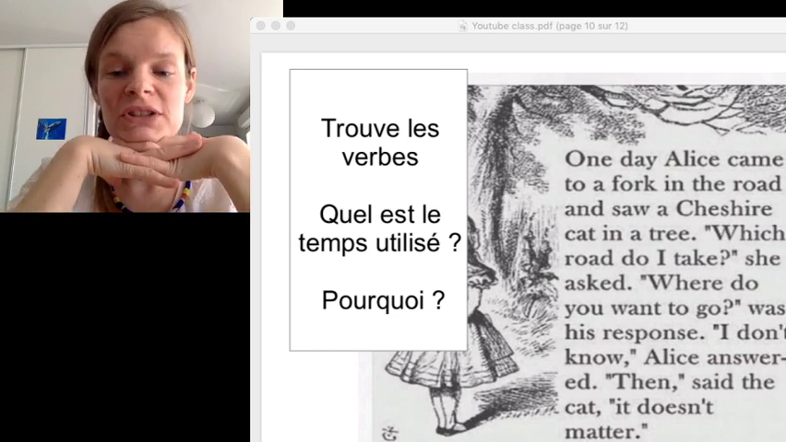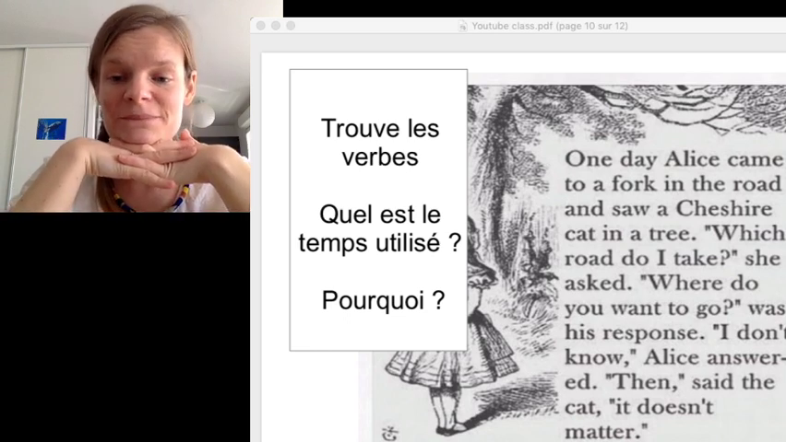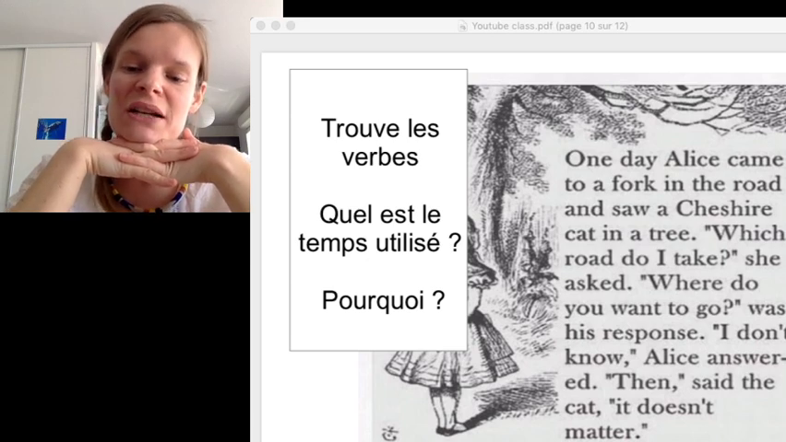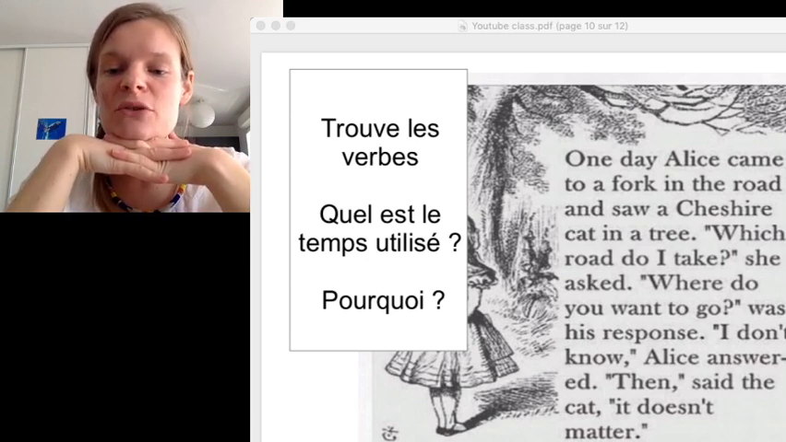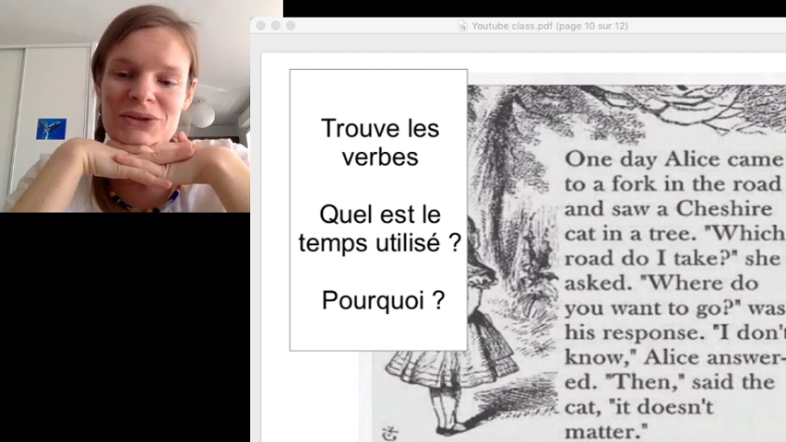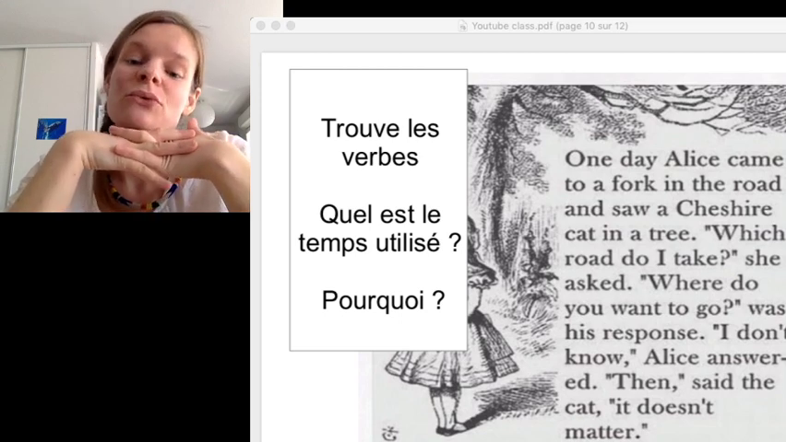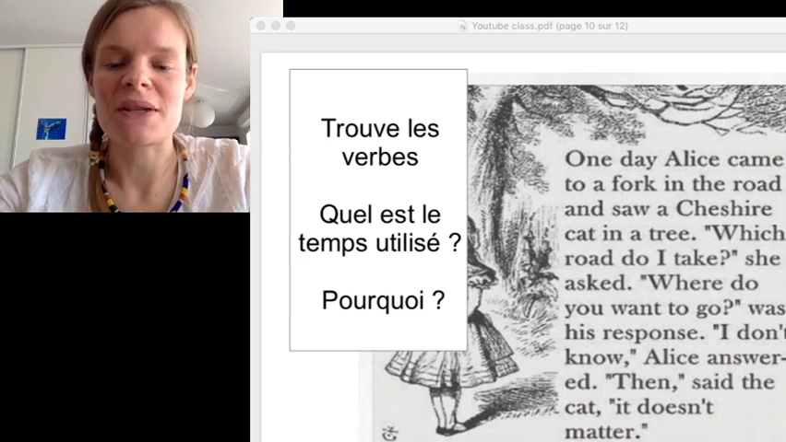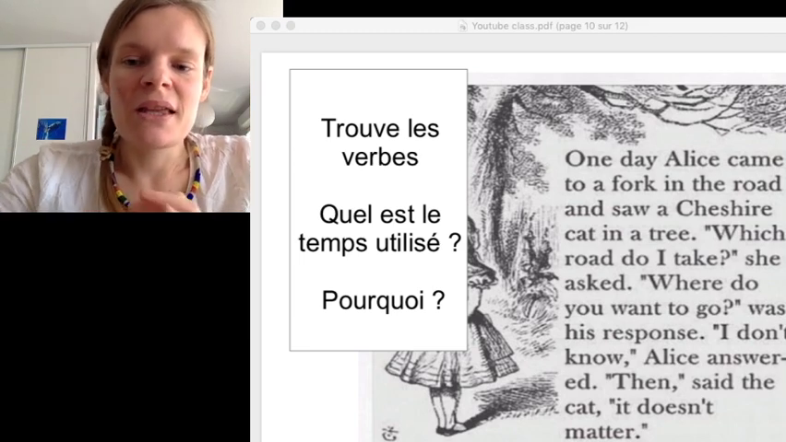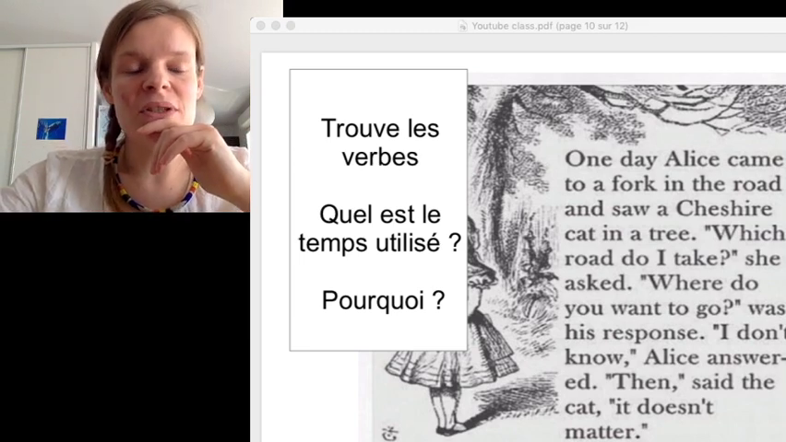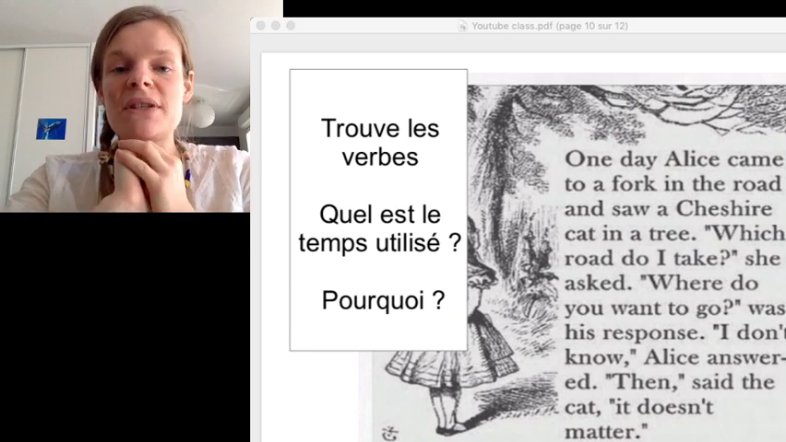Parce que c'est un conte. Tout à fait. Je vais élargir un petit peu. En anglais, ils utilisent le prétérit, oui, mais oui, c'est sûr. Mais dans quelle situation? Ils n'utilisent pas tout le temps le prétérit. On a vu qu'ils utilisaient aussi du présent. Parce que c'est un conte, oui, mais par extension, parce que c'est de la fiction.